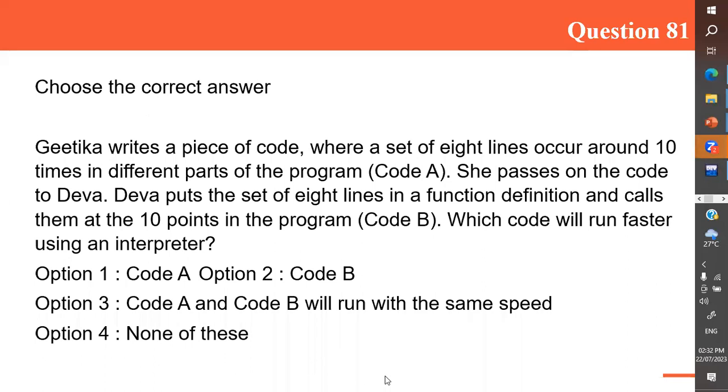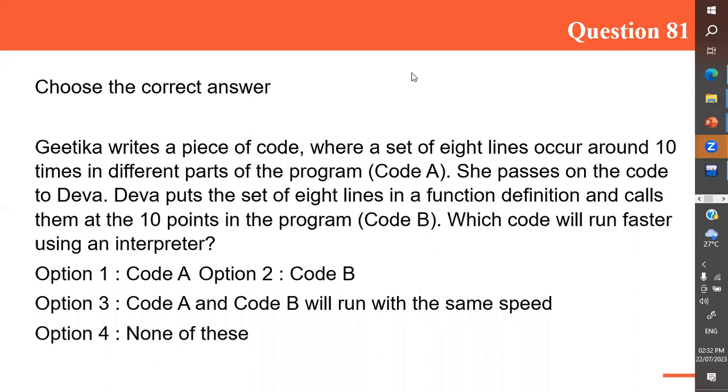Geeta writes a piece of code where a set of 8 lines occur around 10 times in different parts of the program. Code A. She passes on the code to Deva. Deva puts the set of 8 lines in a function definition and calls it 10 times. Okay, so one person is using functions, one person is writing the code without functions. Now, using an interpreter, which code will run faster? With an interpreter, is it faster with functions or without functions?